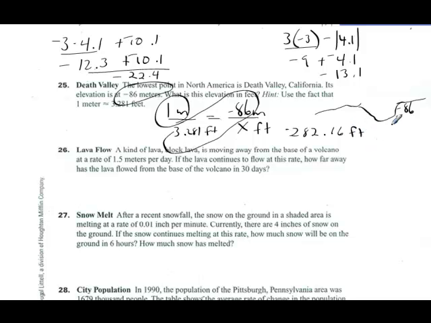Okay, lava flow, a kind of lava. Block lava is moving away from the base of a volcano at the rate of 1.5 meters per day, so about as far as you can step. If the lava continues to flow at this rate, so it's the same all the time, that's what rate means, how far away has the lava flowed from the base of the mountain in 30 days?